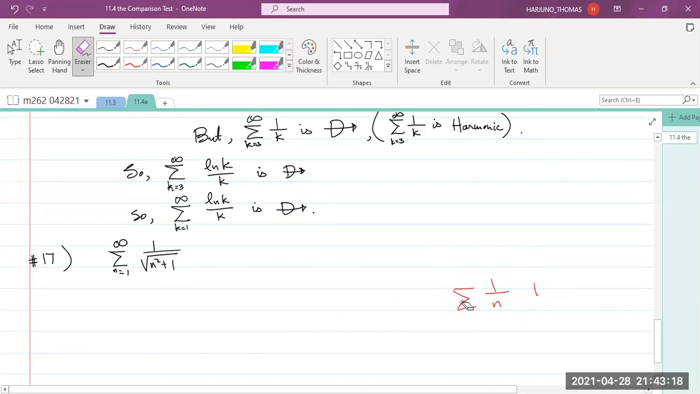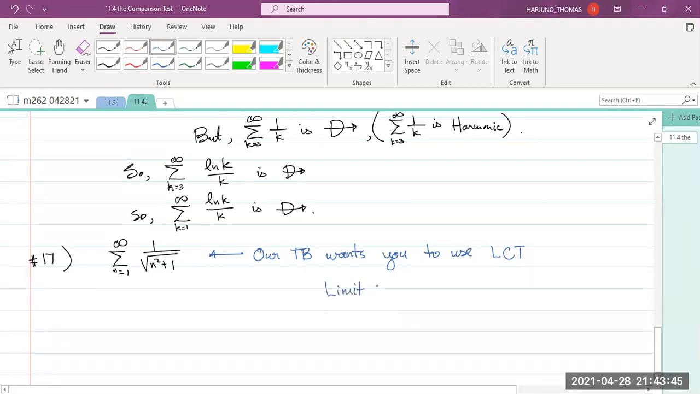Only if you follow my lecture live, then you will hear this. Our textbook wants you to use the limit comparison theorem. What is the limit comparison theorem? Now, the limit comparison theorem, which I will discuss on Monday, says the following.